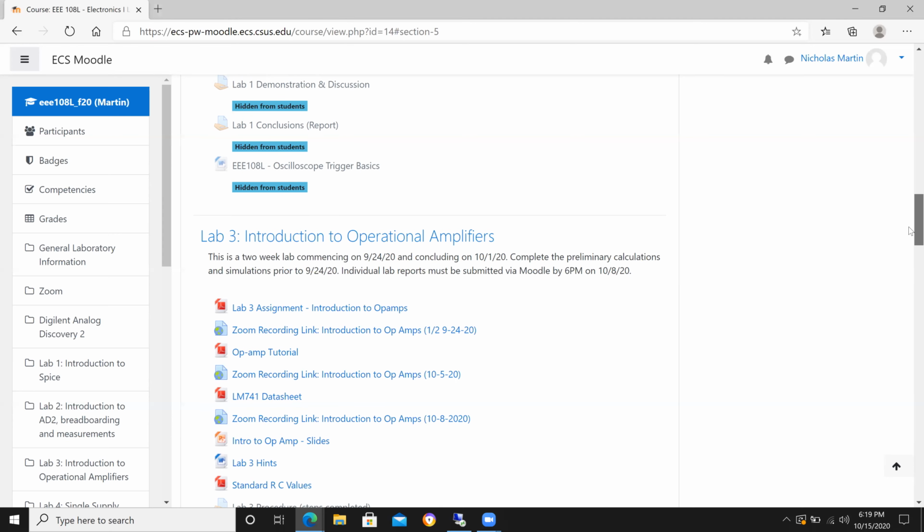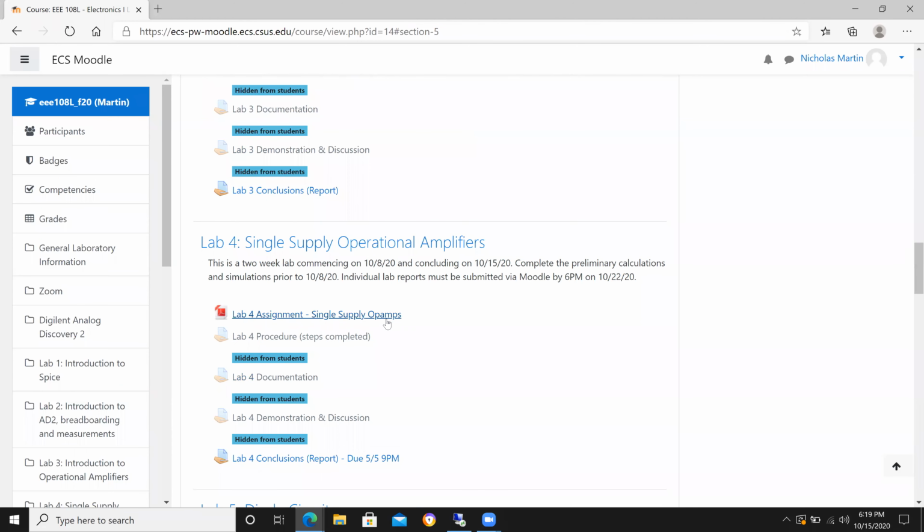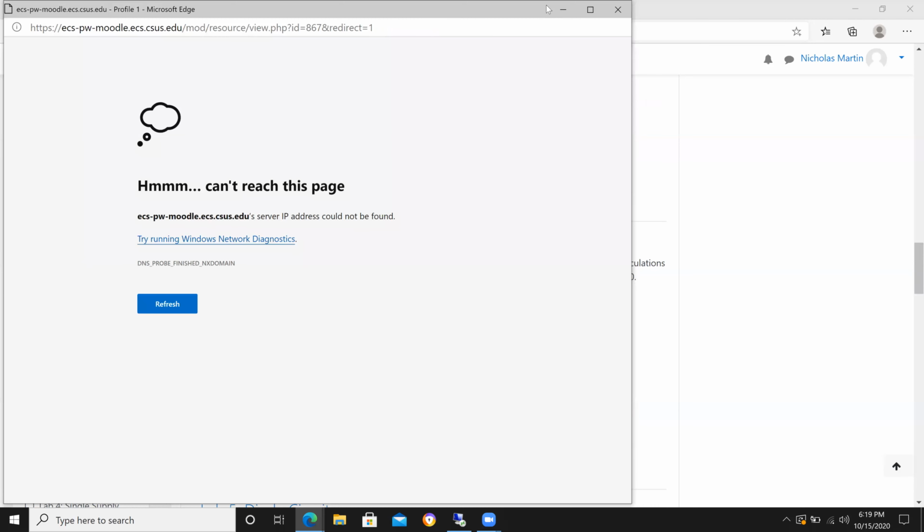All right, so we just wrapped up introduction to op amps, and you did 2 op amps on that one, right? 2 gain stages. You did an inverting and a non-inverting gain stage. And you did it with dual supplies, -5 volts and +5 volts. This lab, there's going to be some noticeable differences.